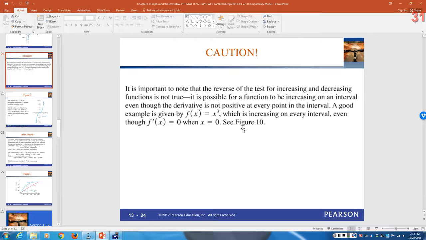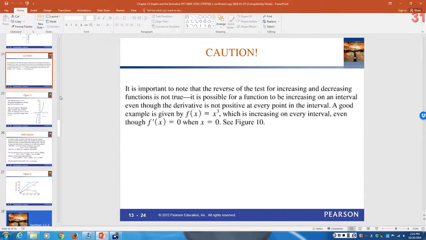I will caution you, the test for increasing and decreasing, when we were looking at turning points: the function has a turning point when its slope goes from negative to positive, or from positive to negative. It has a turning point. Don't assume that just because the derivative hit 0 that the function itself went from positive to negative. It doesn't necessarily have to do that.